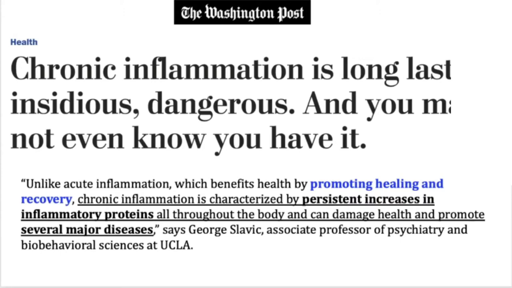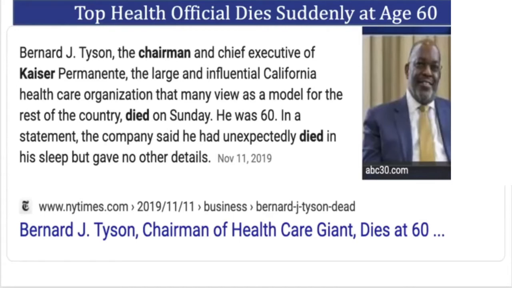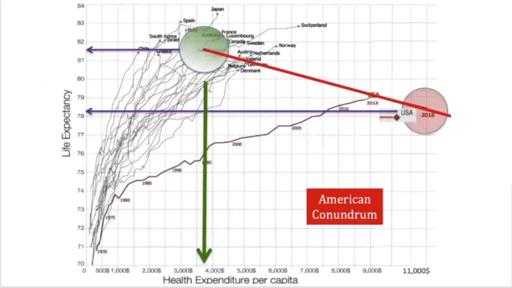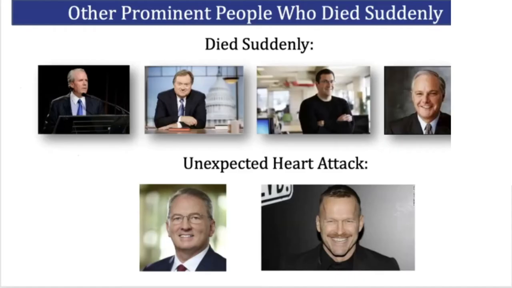And why? Here's Tyson, CEO, chairman, dies of a heart attack. We're spending money and we're not getting value out of it. The U.S. life expectancy is way down compared to developed nations. All the stuff you've seen. Some other folks, John Warner, president of the American Heart Association, has a massive heart attack at the American Heart Association meeting.